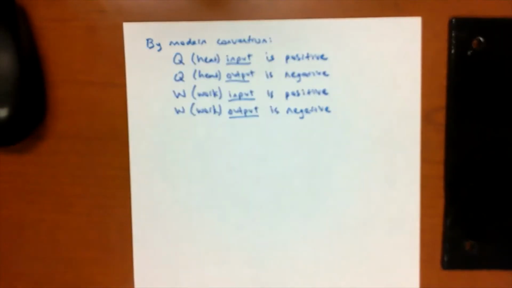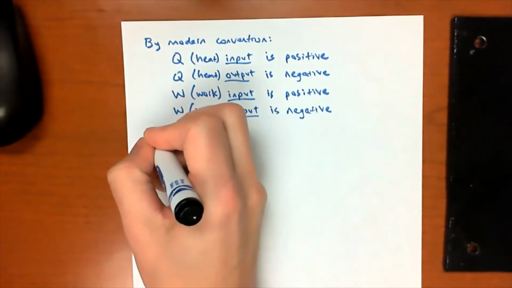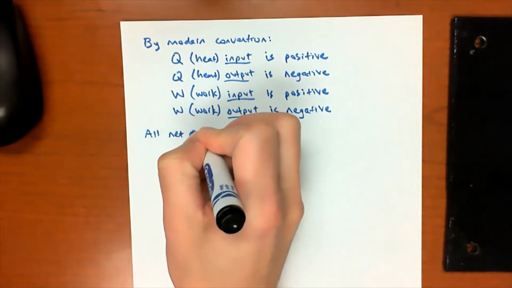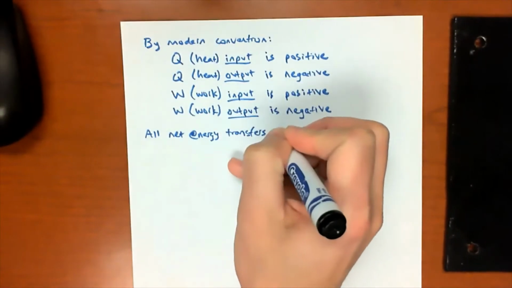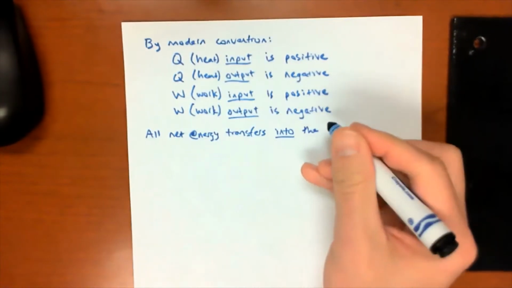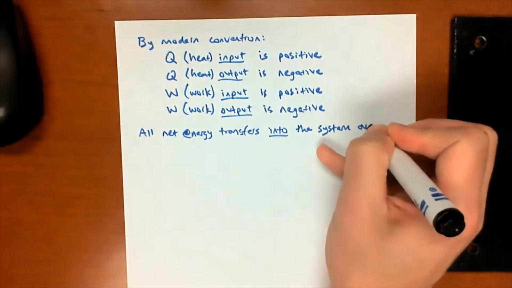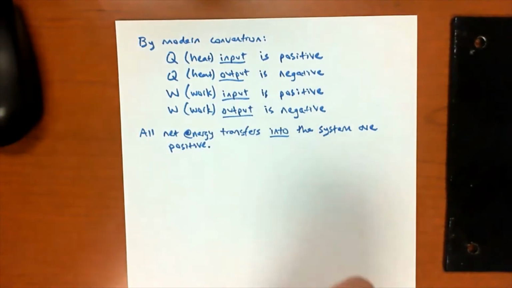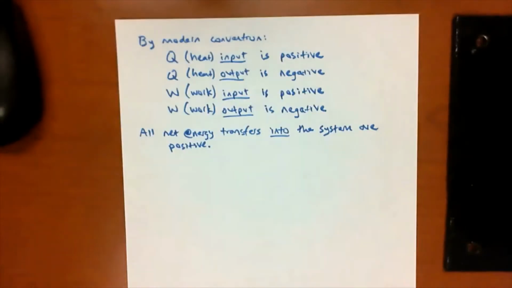All right. So basically, you can summarize that by saying that all net energy transfers into the system are positive. And the opposite is true. All net energy transfers out of the system are negative.